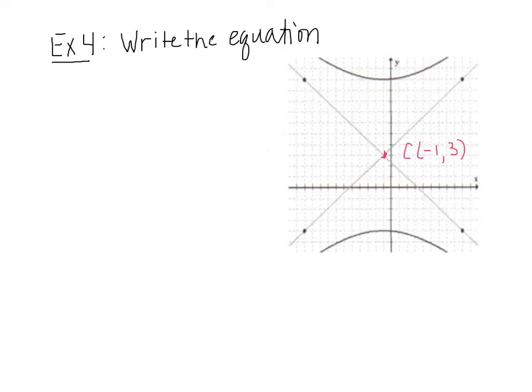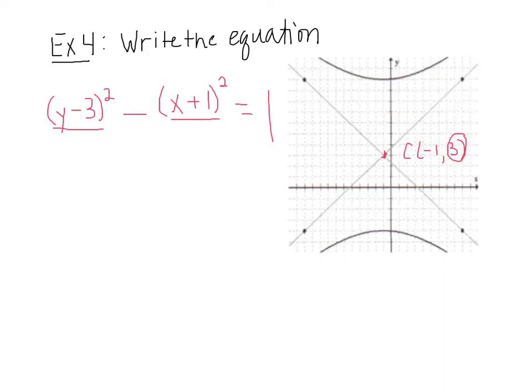Now notice that it opens up and down, so we know that we're going to lead with the y. And the number that goes with y is the 3, so we're going to do the opposite of that, which is -3 squared. We know we're going to have a minus because it is a hyperbola. And then we're going to have the x part of it, so x plus 1 squared. And then we know that it equals 1. So the only thing left to do is to fill out what the denominators are.